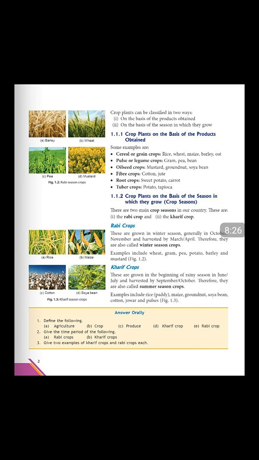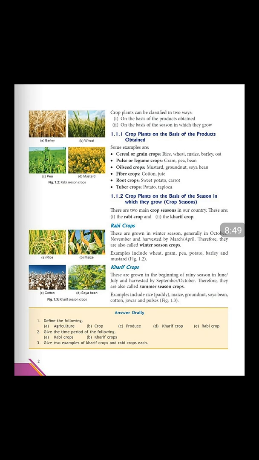So rabi crops are sown in winter season and they are harvested in March and April, like your wheat. Remember one example, wheat. Along with wheat, nowadays we are cutting mustard also, and farmers are taking out potatoes from their fields. So relate all these things and learn 2-3 examples of rabi crops.